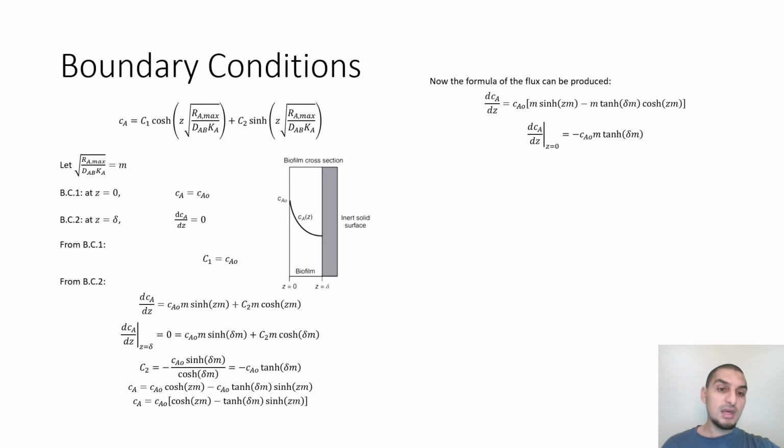Now I can apply the equation at z equals 0 and use it to get the flux at z equals 0, multiplied by negative D. So I now have the flux, and this is my ultimate goal, to get the flux at z equals 0. And now I have the formula of the flux, and I have almost everything. So I have R, D, K, A. So I know m equals whatever, I can calculate m.